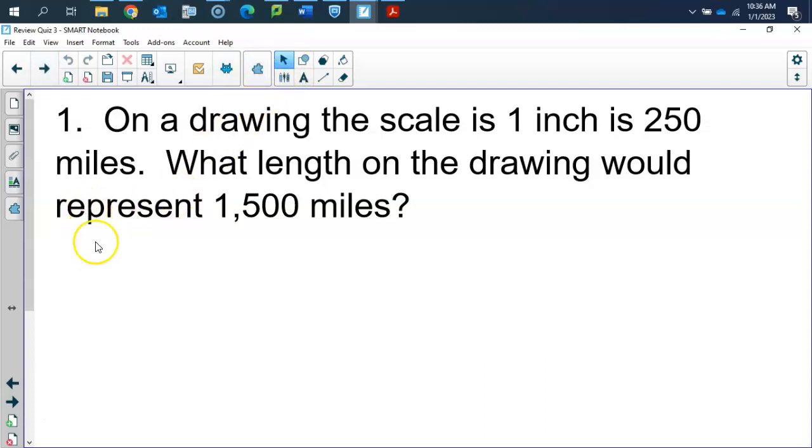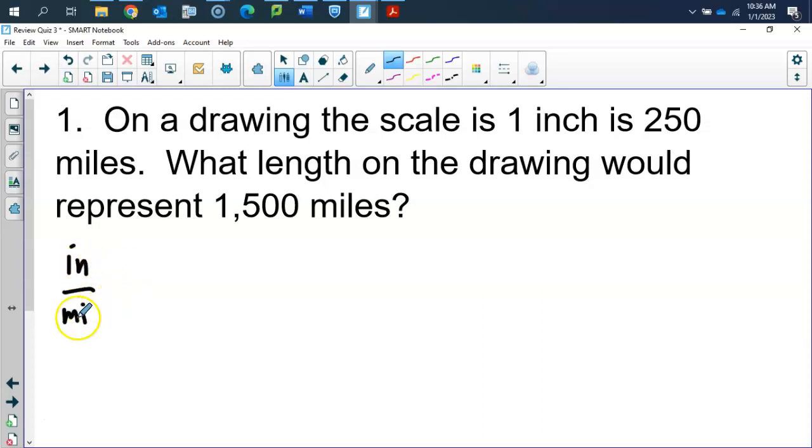All right, well, I like to set up a cheater fraction. What I call a cheater fraction I put over here on the side, so I make sure that both sides of my proportion are set up the same. 1 inch is 250 miles, so I'm going to do inches over miles. This is just to help me make sure everything is set up properly. So 1 inch is 250 miles.